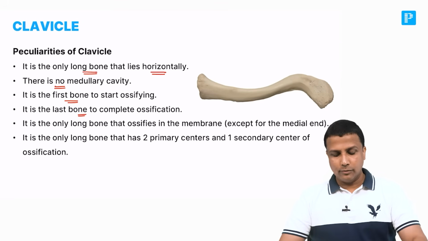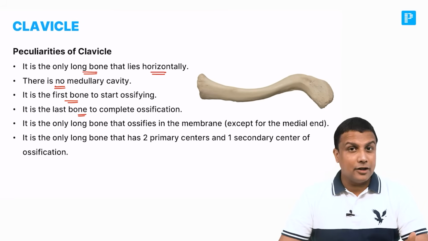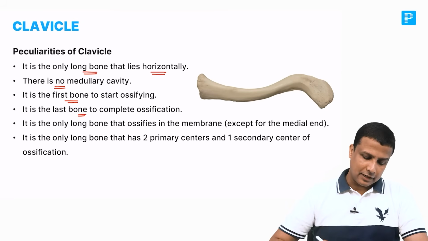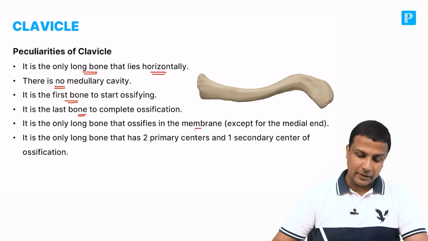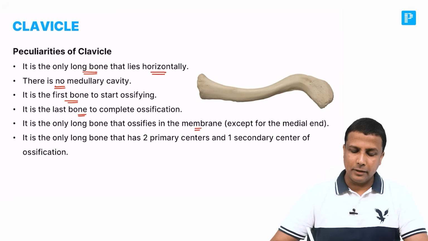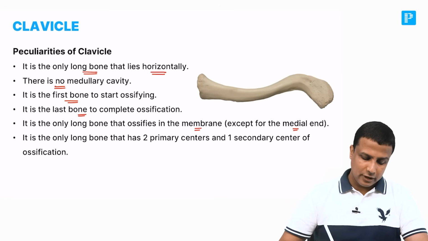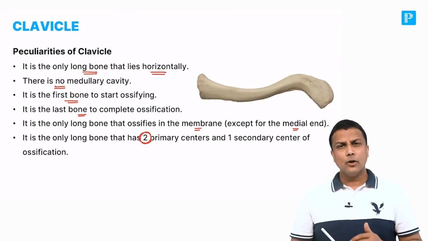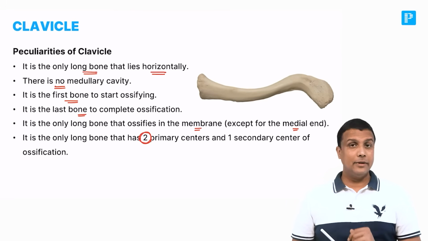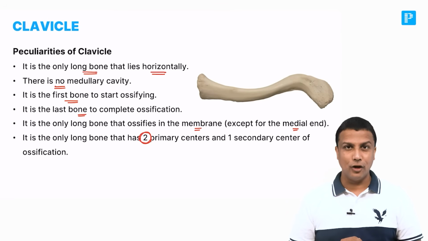Now normally long bones ossify from cartilage. They undergo cartilaginous ossification, but remember, the clavicle is the one which ossifies in membrane. It will undergo membranous ossification except for a small medial end. And after that, remember, it is the only long bone which has 2 primary centers of ossification. Normally long bones have only 1 primary center of ossification, but the clavicle has 2 primary centers of ossification.